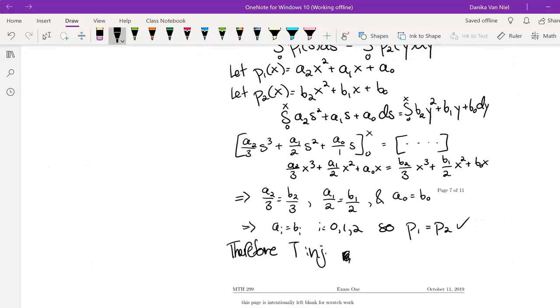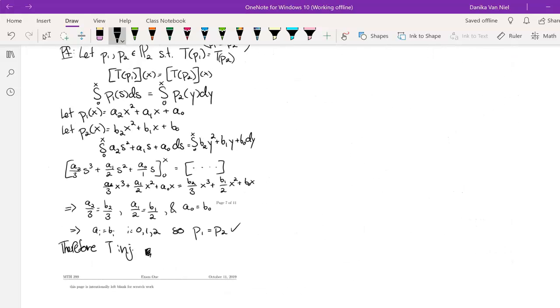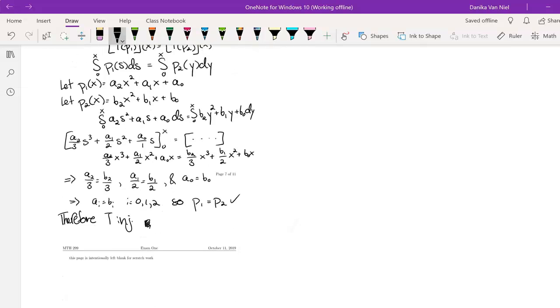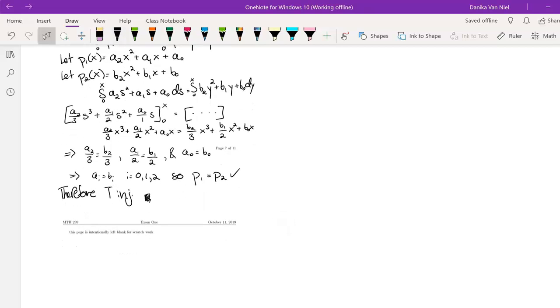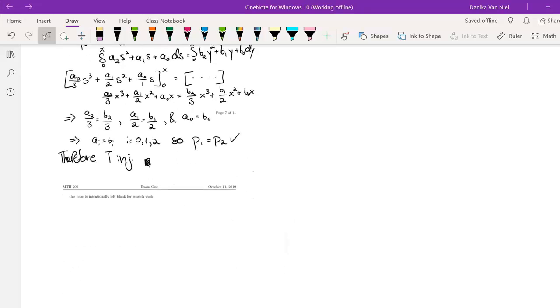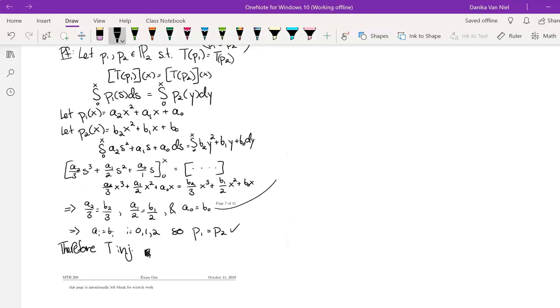Because remember, if you have two polynomials that are equal, that means that their coefficients need to be equal, including their constants. Basically what I'm doing is plugging these back up into here, and I'm saying you could replace each of these b's with the a, so then that means that they have to be equal.